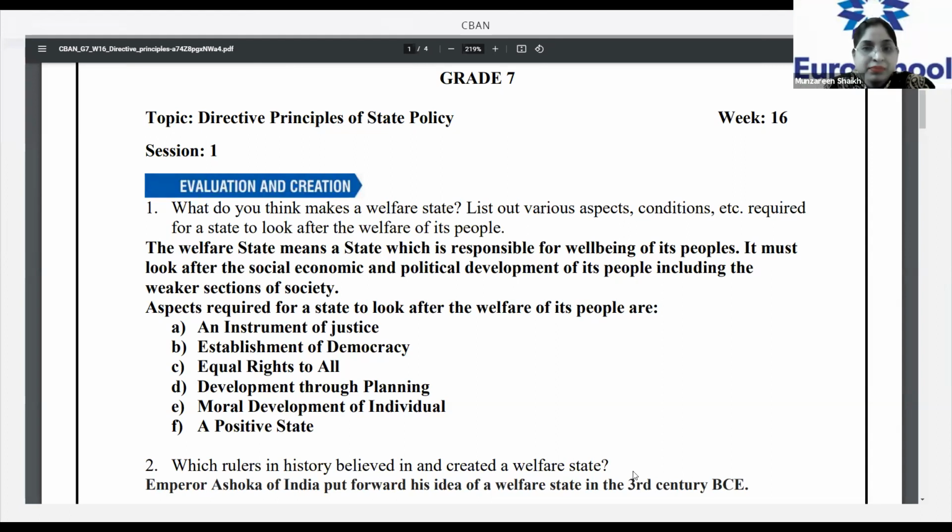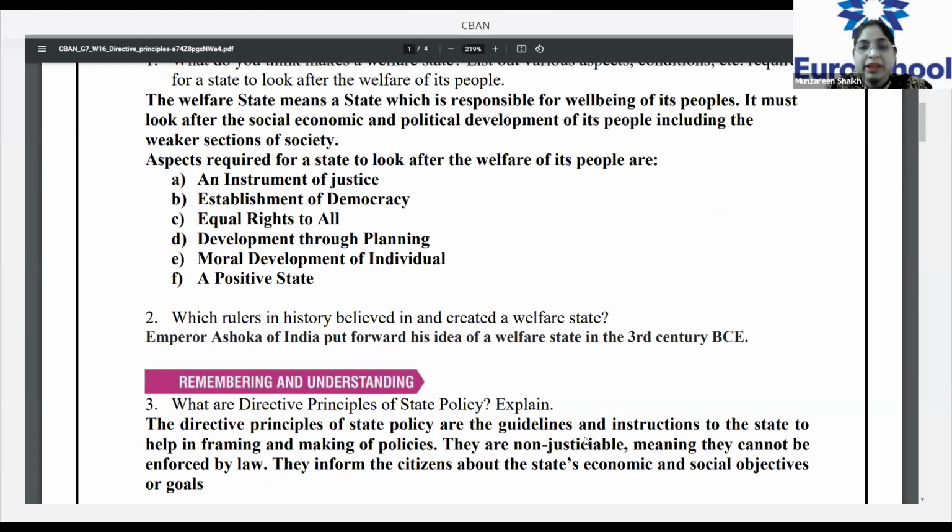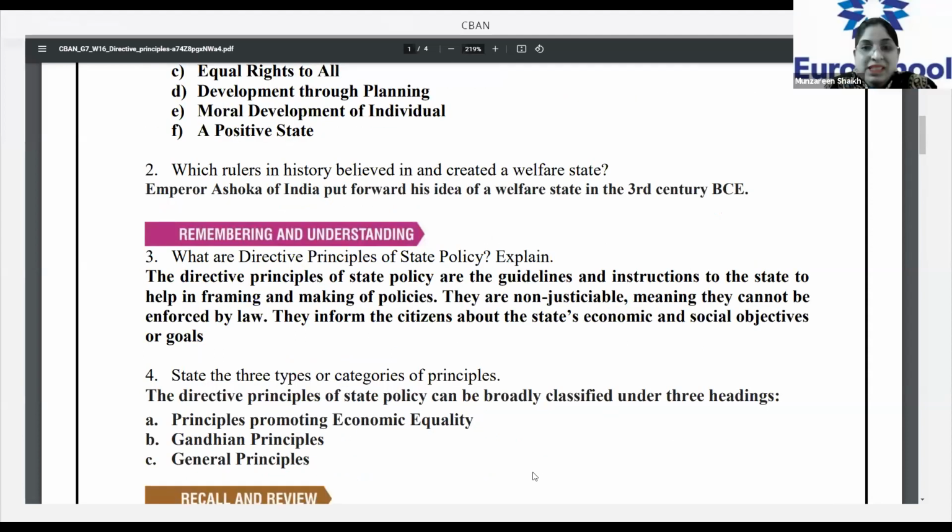Let's scroll down. Which rulers in history believed in and created a welfare state? So which was the ruler, children, who believed in the welfare of the state? All the rulers did. Which ruler specifically believed in the welfare of the state and who brought forward this idea of welfare state? It was Emperor Ashoka. Very good. Emperor Ashoka of India. Very good, Yash. Very good.